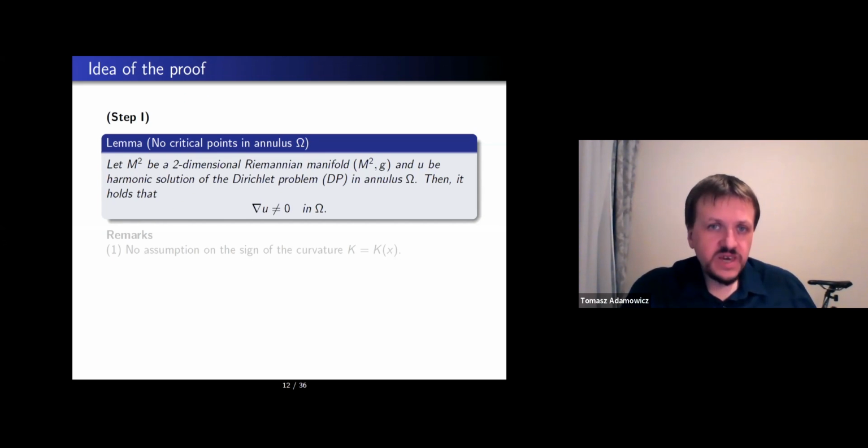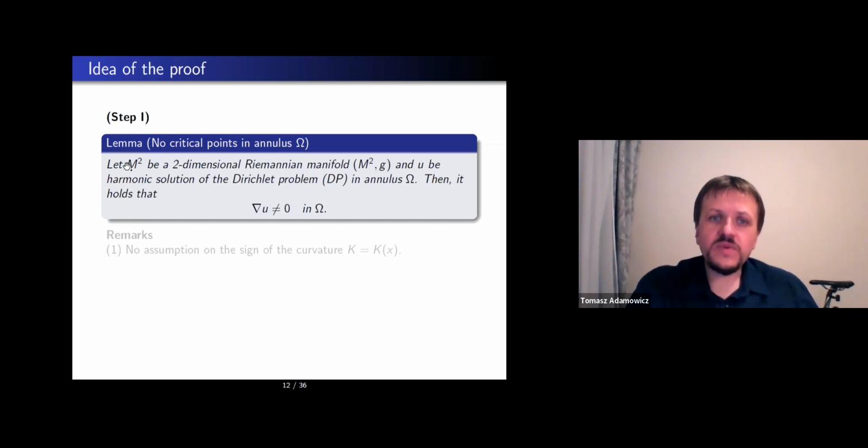Let me describe the sketch of the proof. It consists of 3 main steps. Step number 1 is an observation that in our setting there are no critical points in the annulus. More precisely, if M is a 2-dimensional Riemannian manifold and u is a harmonic solution to the Dirichlet problem in an annulus Ω with constant boundary data, then the gradient is non-zero in Ω.